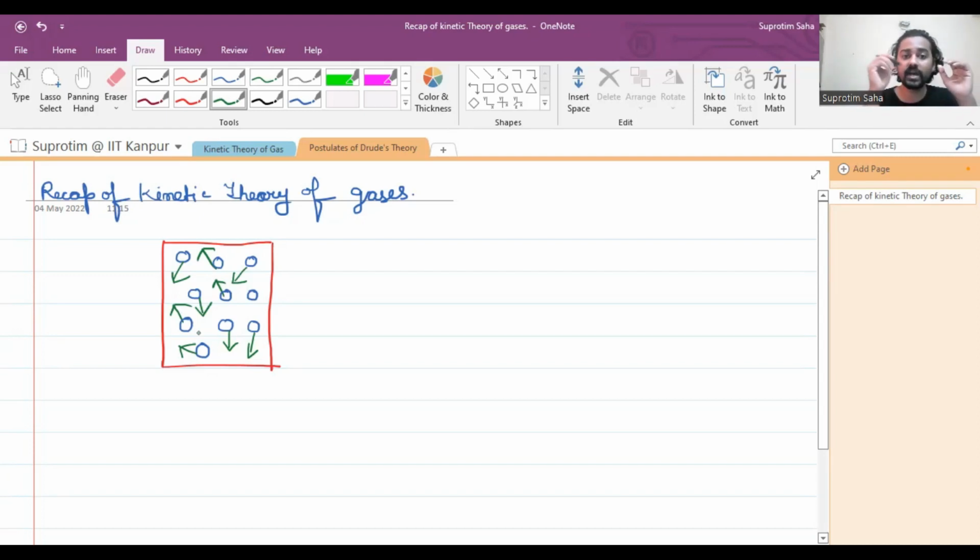Now, in between collisions, the particles move in a straight line with a uniform velocity. The time of collision is very small compared to the time between collisions, and the motion is completely random. The most important thing to talk about is that they're non-interacting. There's no potential energy. As the motion is random, the net average momentum of the particles, naturally you can assume, is zero. So this we talked about in the last lecture.